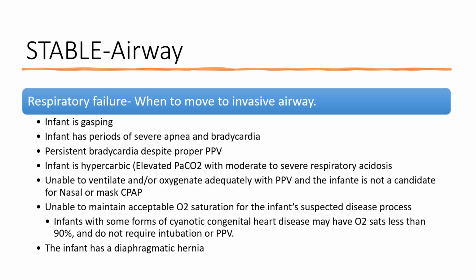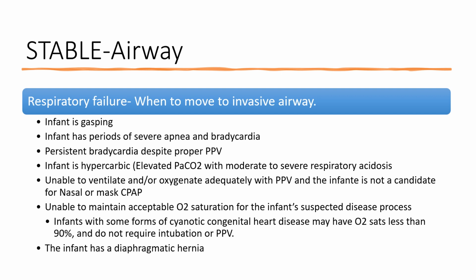So respiratory failure, when to move to an invasive airway. When are we going to tube these kids? If the infant's gasping, has periods of severe apnea and bradycardia, persistent bradycardia despite proper positive pressure ventilation, if they're hypercarbic, elevated PCO2s with moderate to severe respiratory acidosis. No hard number, and in fact, these kids can do relatively okay for a bit of time being hypercarbic. But if we put this together with everything else going on, this could be a good indication on when to tube this kiddo.